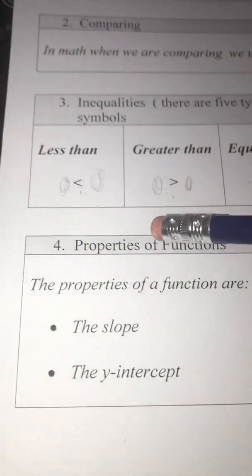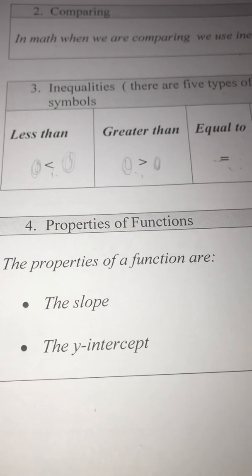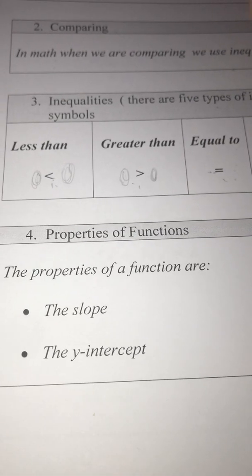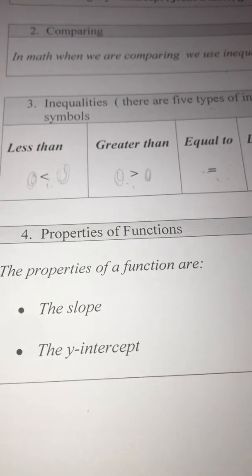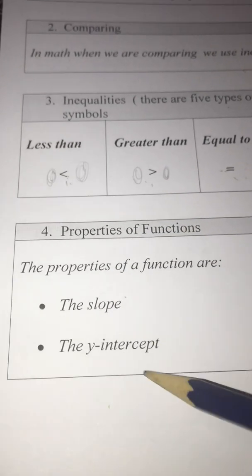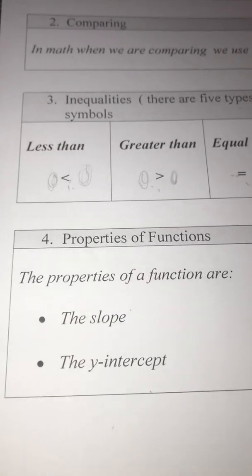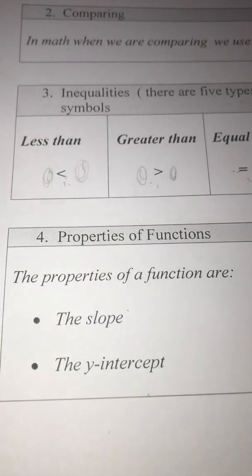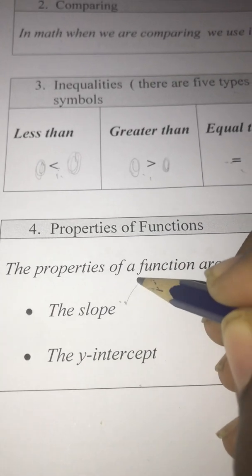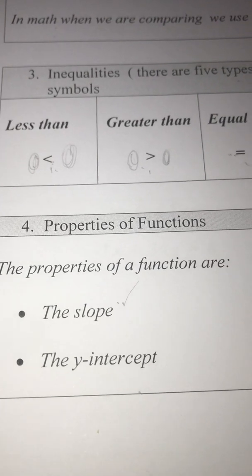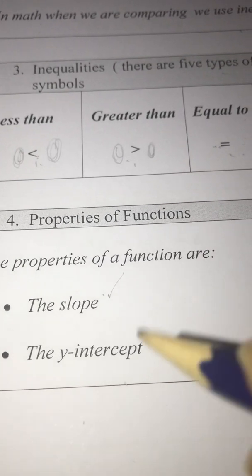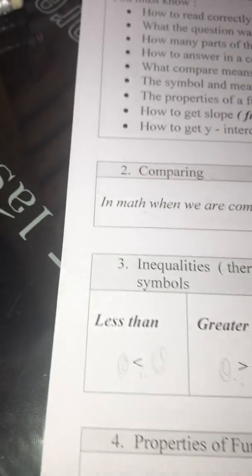Okay? Now, properties of a function. There are 2 properties of a function: the slope and the y-intercept. So when I ask you to compare the properties of a function, I am asking you to first find the slope and then compare them, and then find the y-intercepts and then compare them.